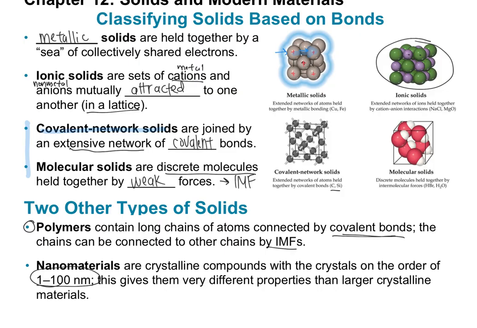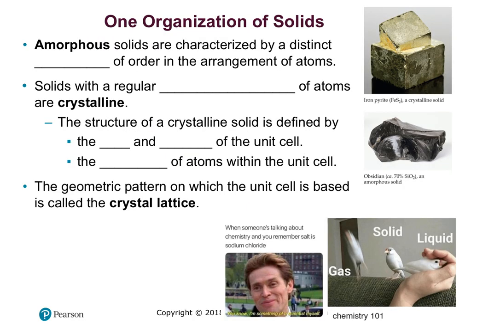And when you get that small, the properties of them are a lot different than when we're talking about the macro level. So there are a couple ways we can also organize solids. Firstly, being about their organization. So amorphous solids basically are ones that have no order. They're characterized by a distinct lack of order in their arrangements.